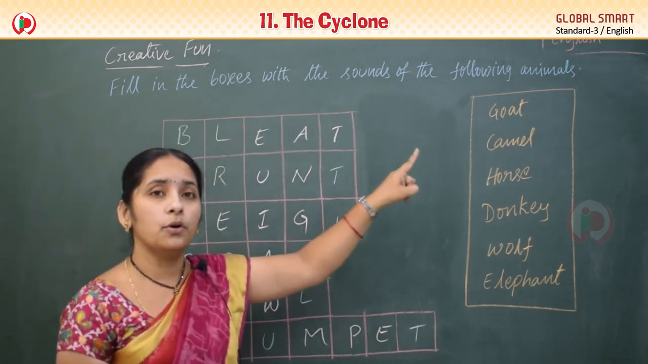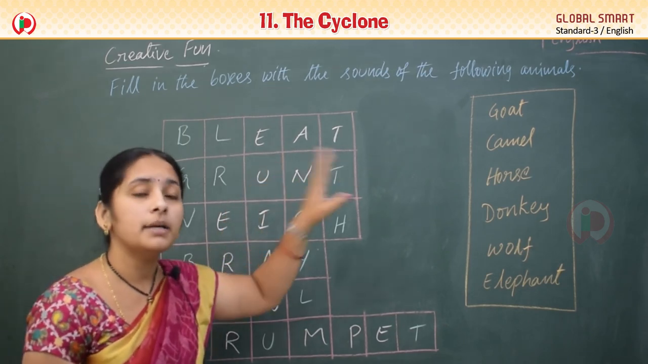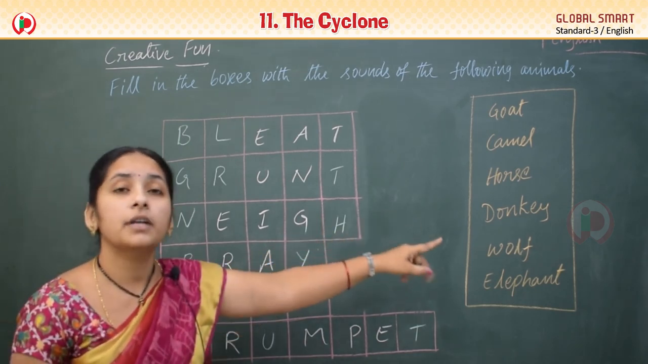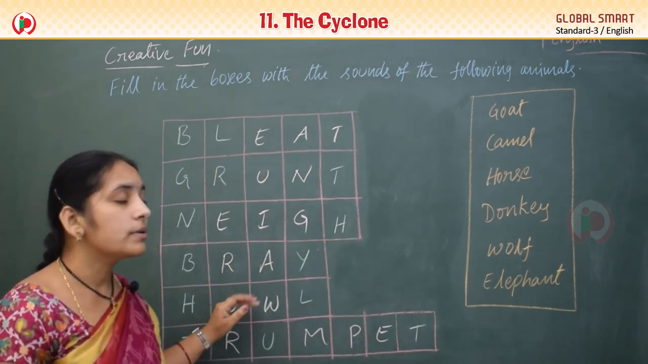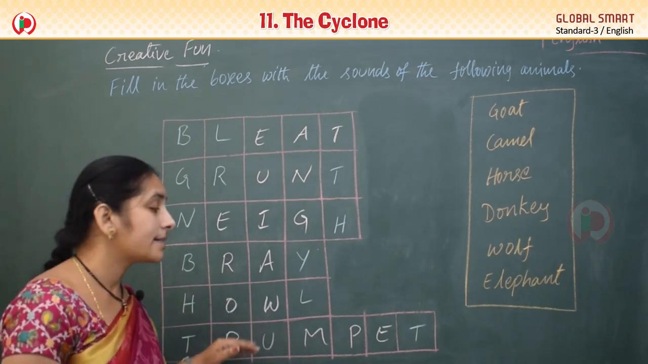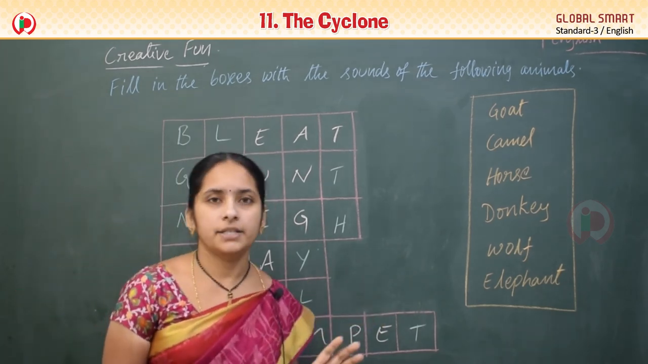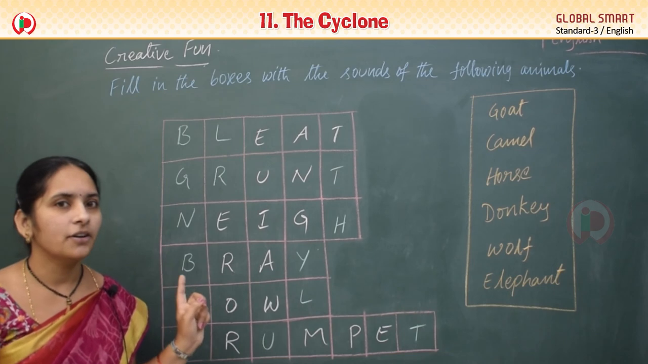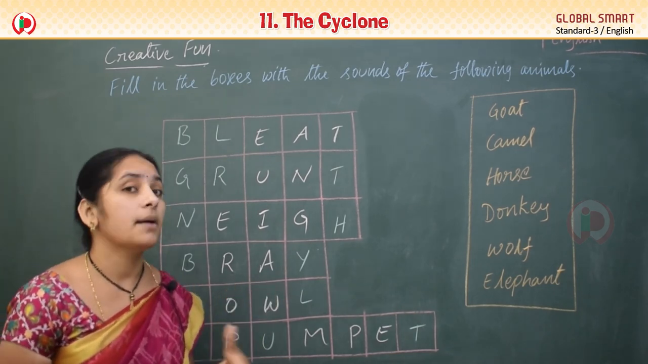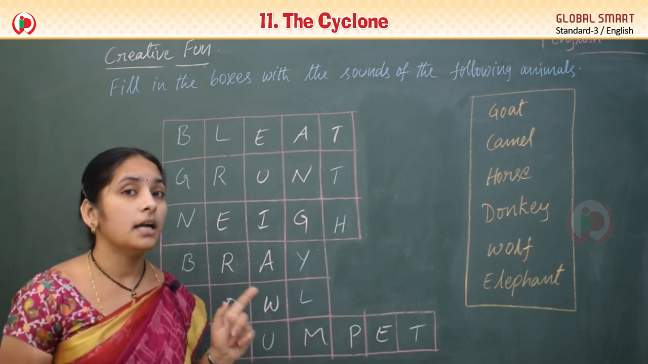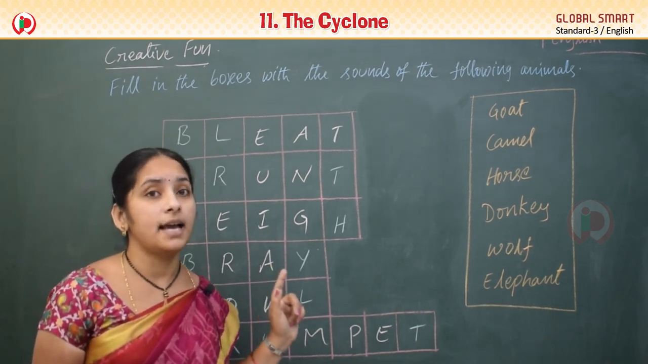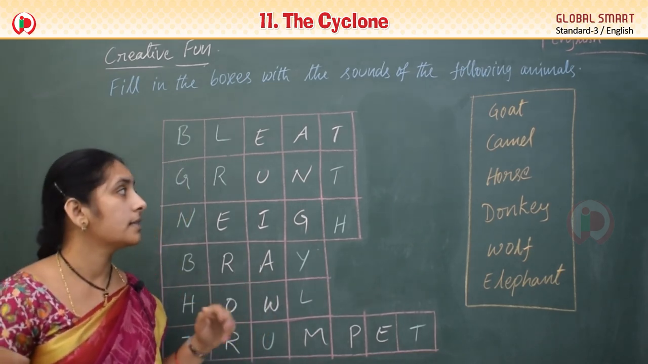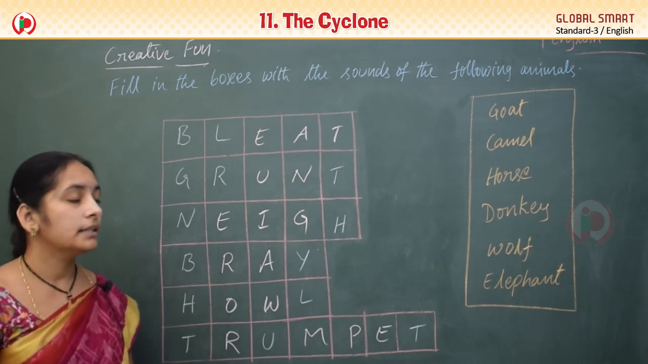Bleating sound from goat. Grunt sound from camel. Neigh sound from horse. Bray sound from donkey. Howl sound from wolf. And trumpet sound from elephant. Okay? So the names of the animals and their sounds, here we got it. Will you learn the sounds of these? Along with that, learn some other sounds also. Already in the second term you got the sounds of these animals, in second class and third class also. So learn the sounds of animals.